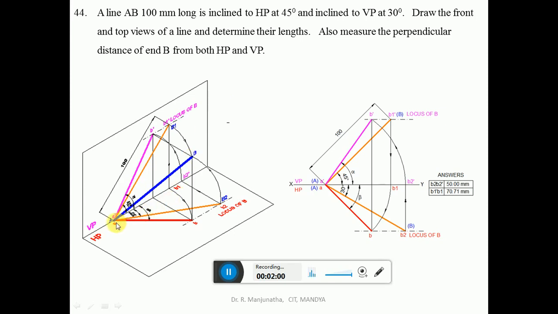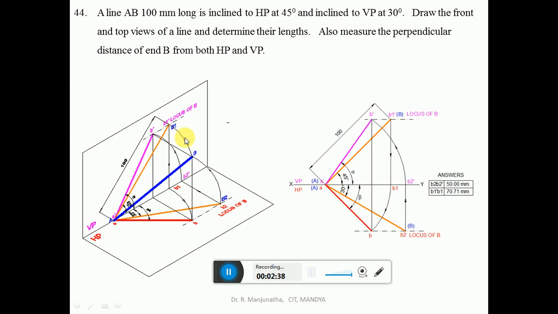Now, similarly, you draw a line at an angle of 30 degrees to a length of 100 mm in the horizontal plane also. You get this point as B2. So this is the true length, capital A and capital B2. And then draw the dashed line here. So this will be the locus of B in the top view. Now we need to find out the apparent length and also the perpendicular distance of end B.